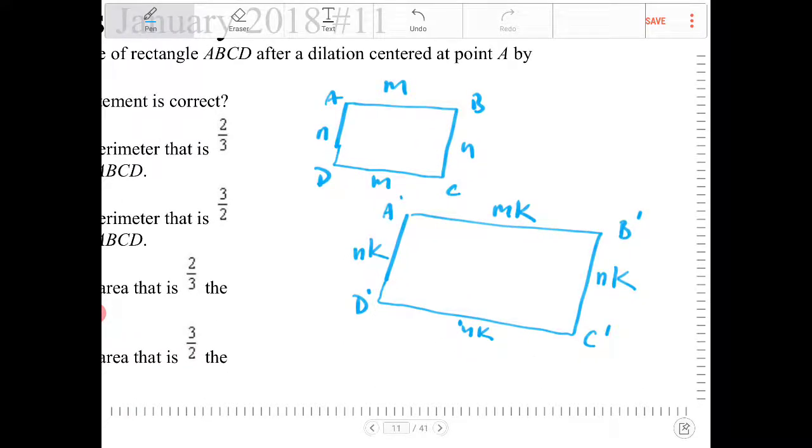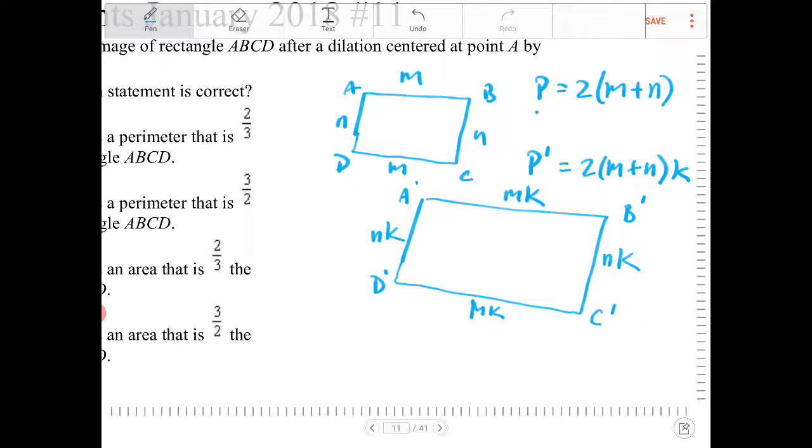So the perimeter is equal to 2 times M plus N, right? Because if I add all the sides together, the perimeter of the original object is 2 times M plus N. The perimeter of the image, let's say P prime, is going to be 2 times M plus N times K. If that algebra was a little too quick for you, prove to yourself that that is the case. If I add 2 MKs and 2 NKs together, will this result, right?